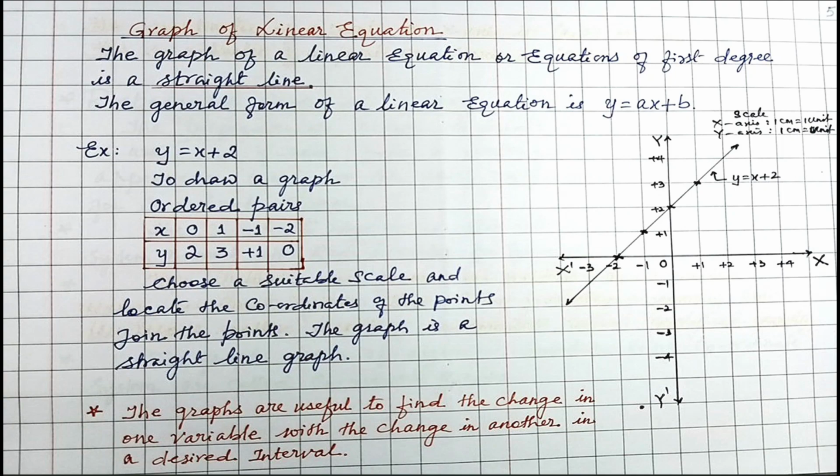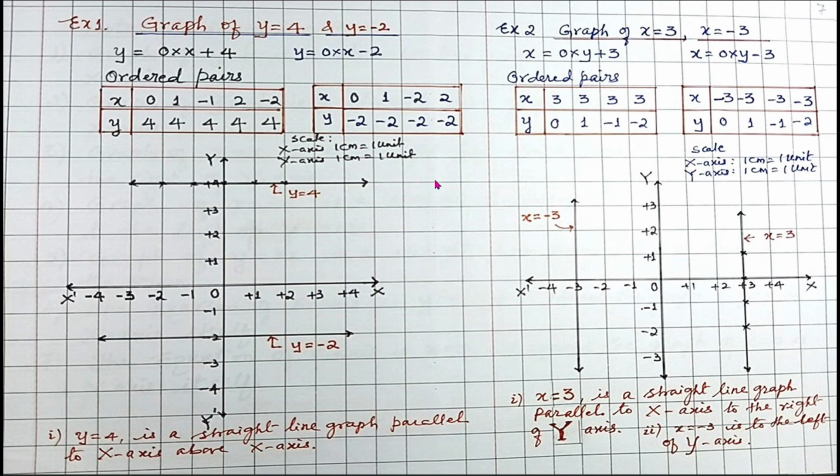So that is what the graph of a linear equation is. Now other graphs here: the graph of y is equal to 4 and y is equal to minus 2. Let us see what graphs we get. If I take the graph of y is equal to 4, first let me write it in standard form.